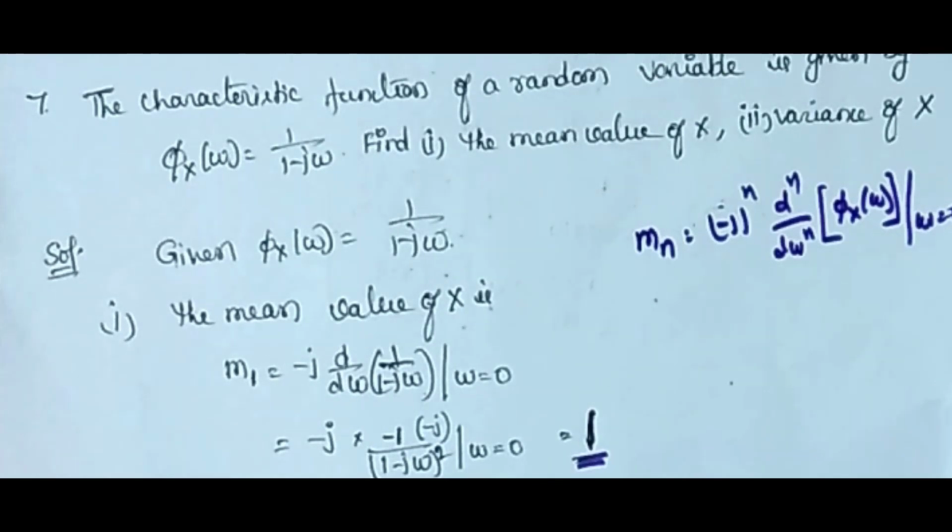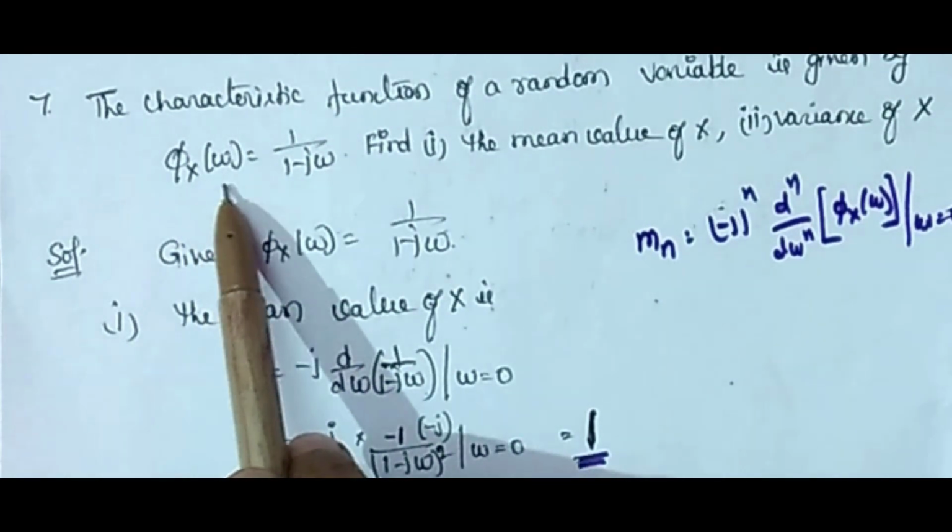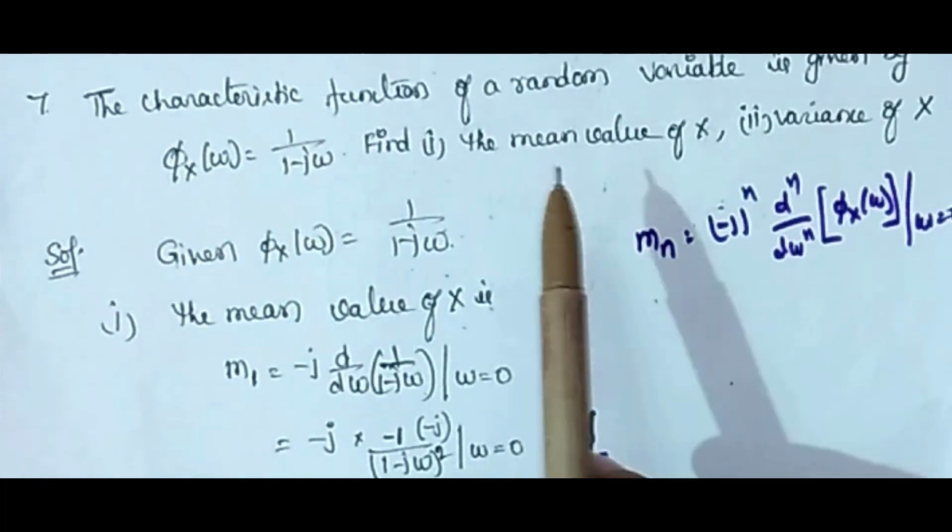Problem: the characteristic function of a random variable is given by phi x of omega equal to 1 by (1 minus j omega).